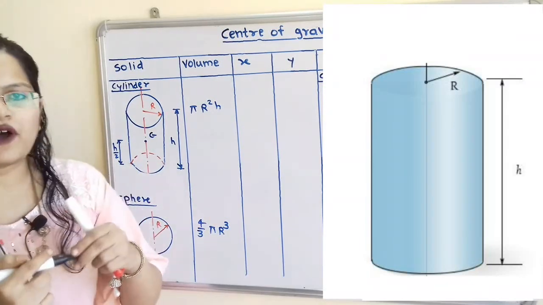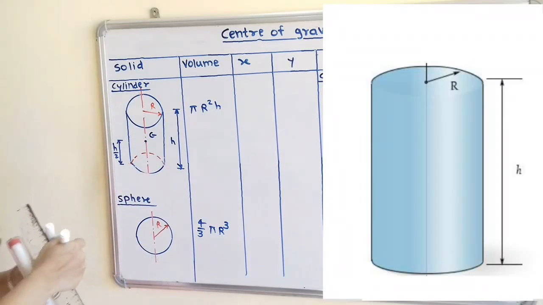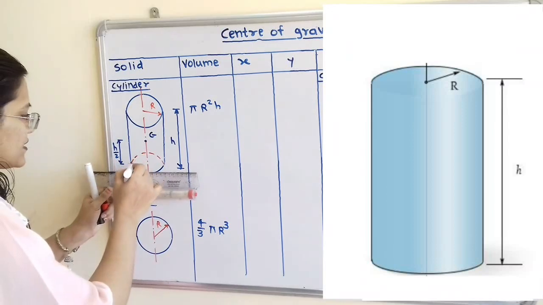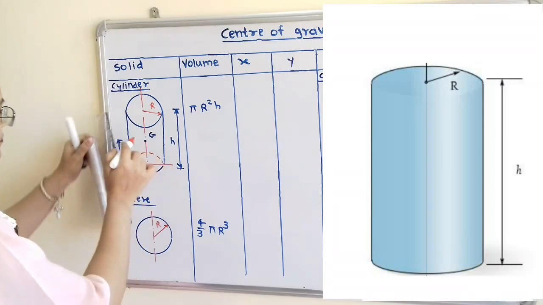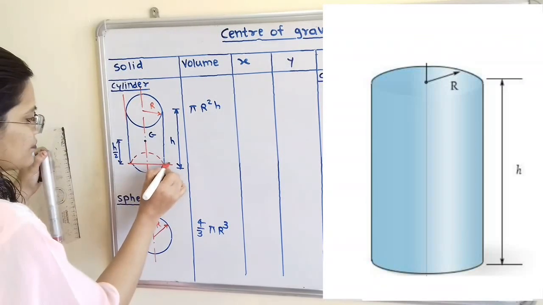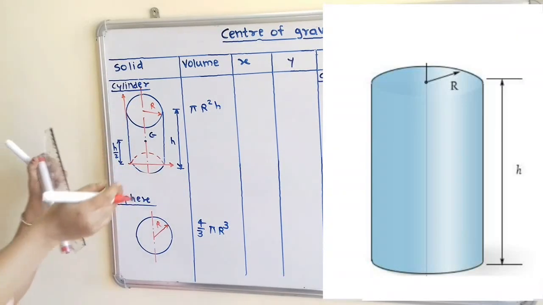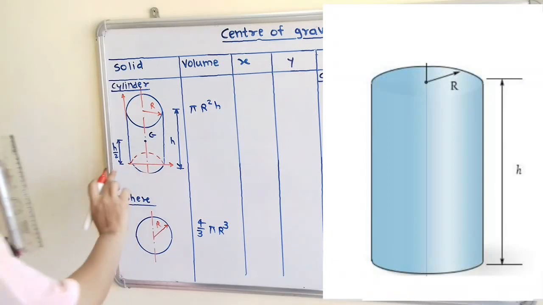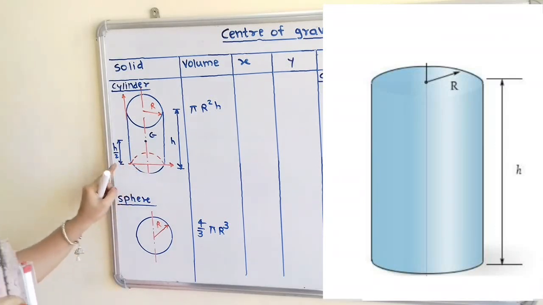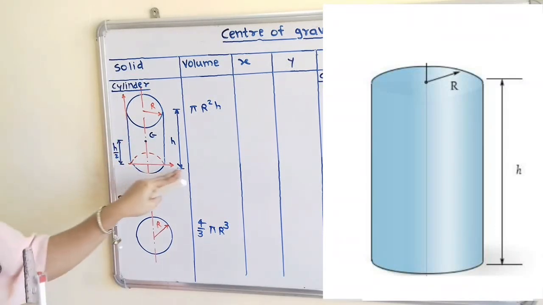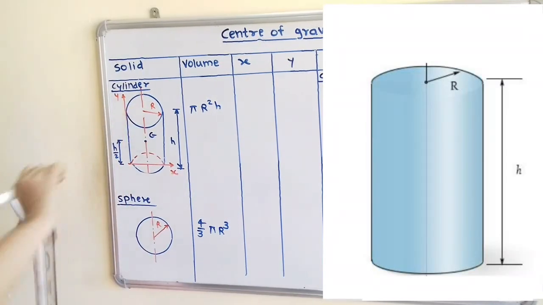Now how to find out x coordinate and y coordinate for this center of gravity? So for that I will draw here x axis and y axis. So here is the bottom line, that is known as x axis. Because this is the three-dimensional diagram, I have made this line passing through the center of the base circle, but it is at the bottom surface of the cylinder. So this is known as x-axis and this vertical line is y-axis.